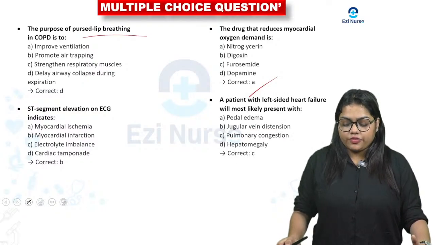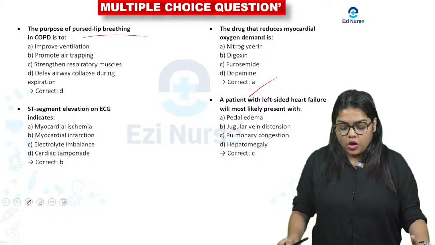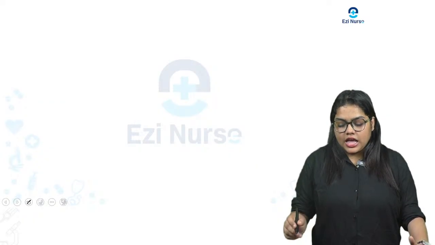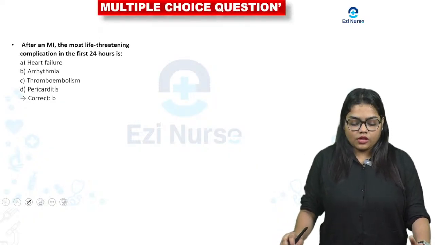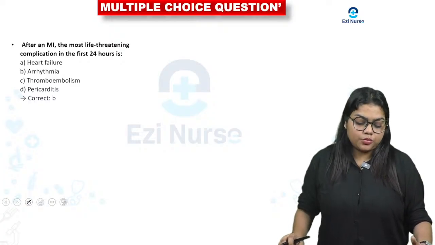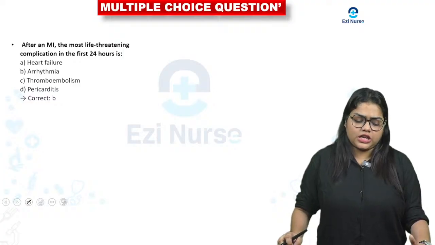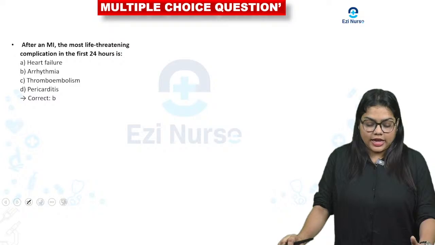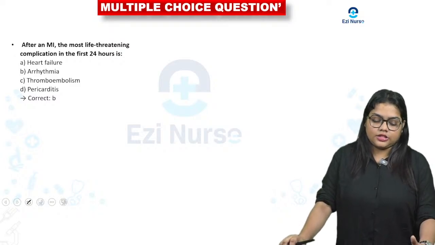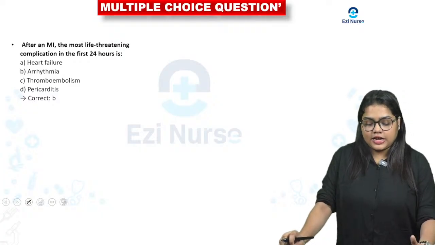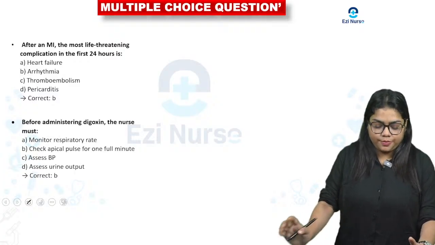Next, a patient with left-sided heart failure will most likely present with which signs and symptoms? Option C, pulmonary congestion. The next question is, after a myocardial infarction, the most life-threatening complication in 24 hours can be: A, heart failure; B, arrhythmia; C, thromboembolism; and lastly, pericarditis. The correct answer is option B.